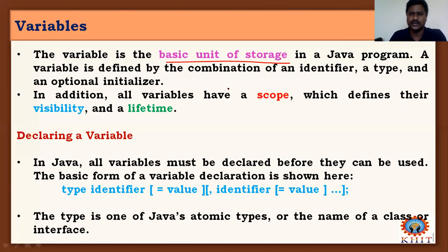The way you can define a variable is with an identifier, and you should specify the type, and we have an optional initialization of a variable with a value. In addition, all variables have a scope, and scope begins with a block of code, which you can create with an open curly brace and a closed brace. Every block has its own scope, which defines the visibility and lifetime of a variable within the scope.